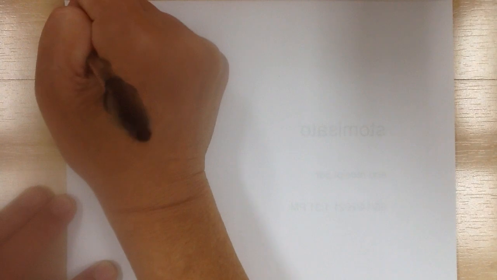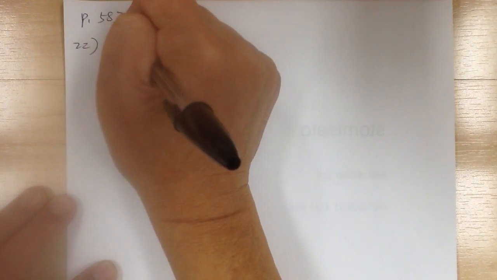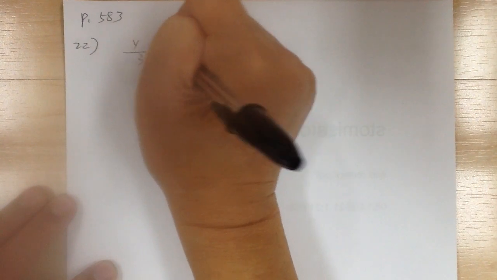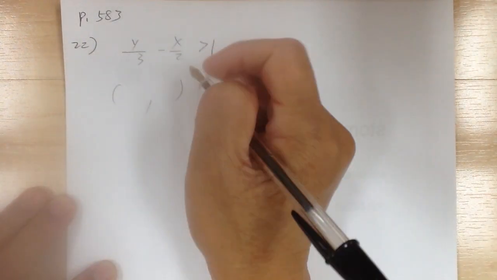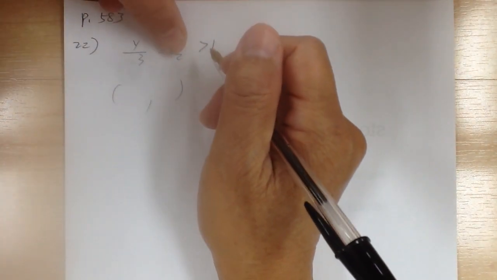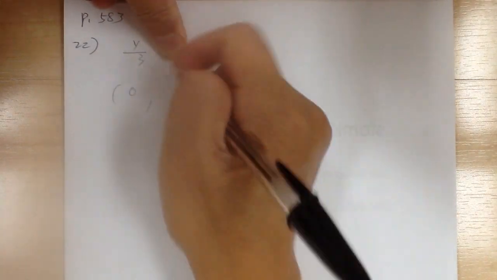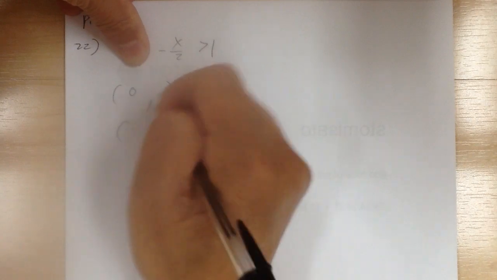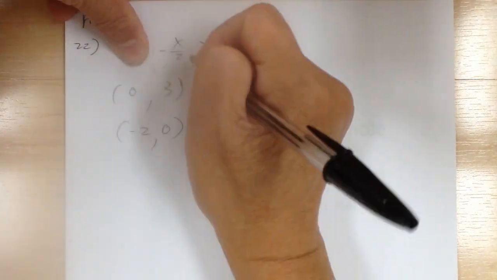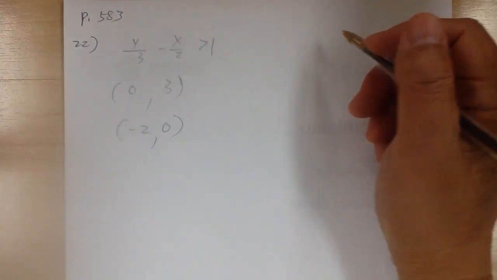Okay, next one. Number 22. You've got y over 3 minus x over 2 is greater than 1. You have to be careful, these are kind of reversed. So if you let x equal 0, then y will equal 3. If you let y equal 0, then x will equal -2. I can just cross multiply.